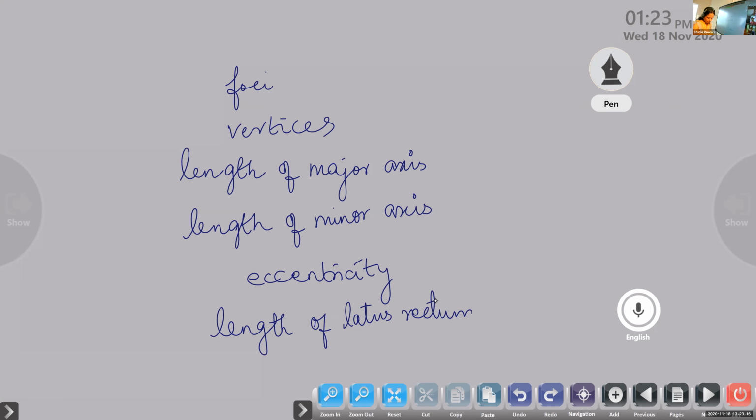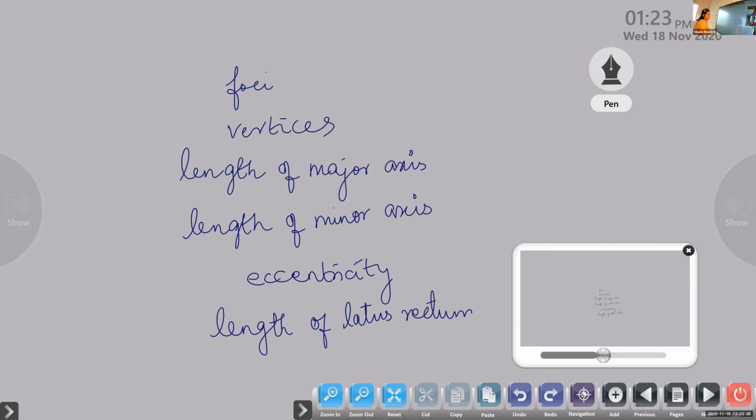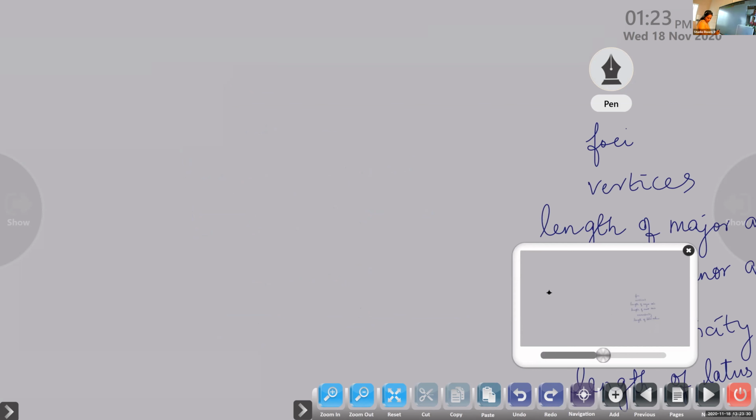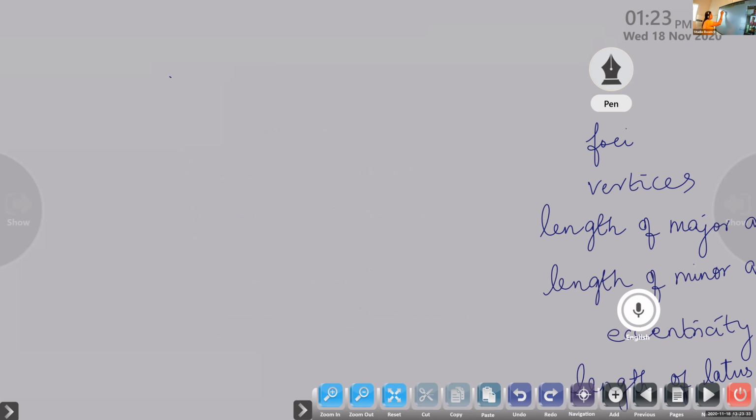So this much we have to find. You can start. Under that, the first problem is x square by 36 plus y square by 16 is equal to 1.